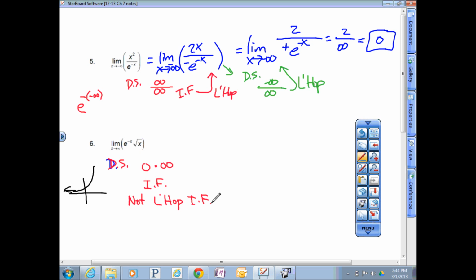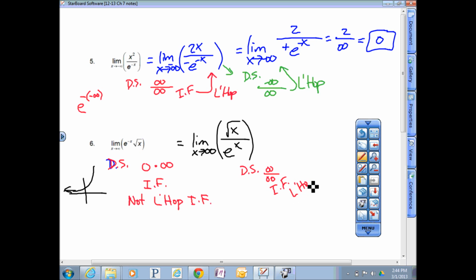So let's change this problem. How about limit as x approaches infinity of square root of x over e to the positive x power? What if we did that? And now we try direct substitution. Well, now I've got the square root of infinity, or infinity, on the top, and e to the infinity, or infinity, on the bottom. Now, that's the indeterminate form that we want. Now we can do L'Hopital's rule and see what happens.